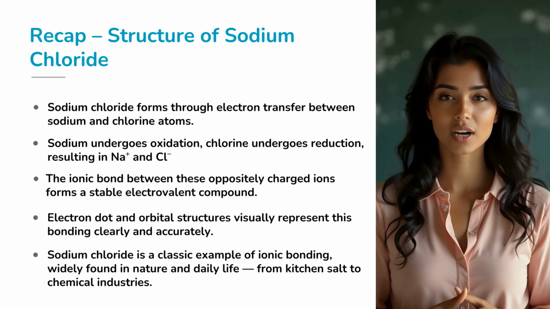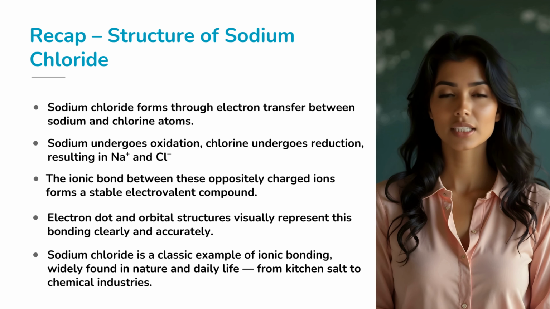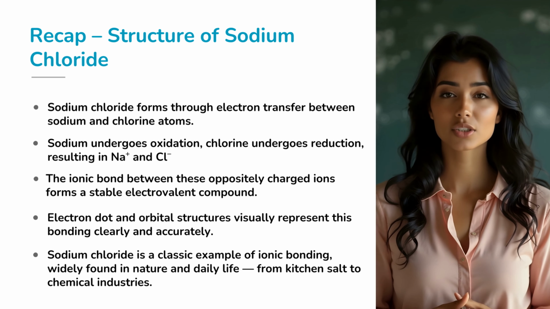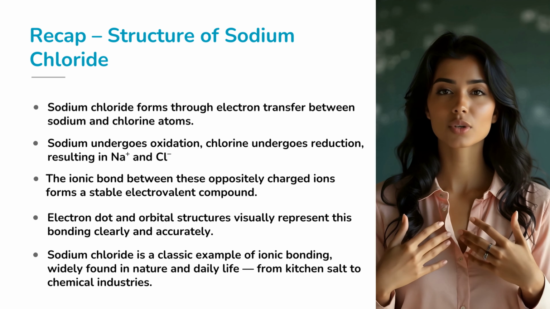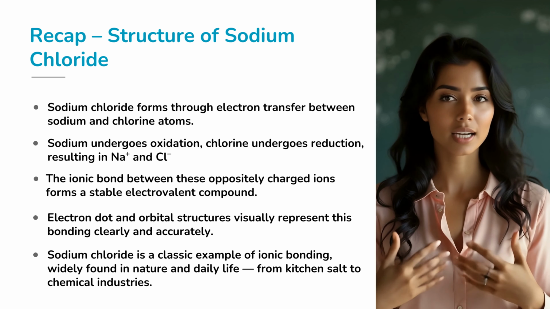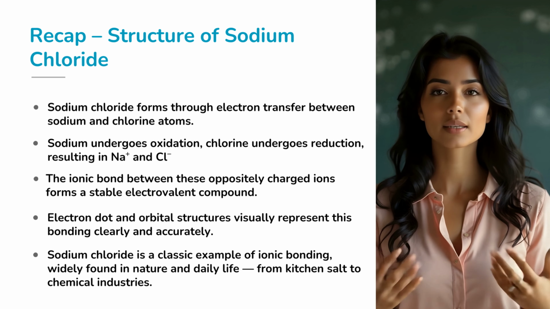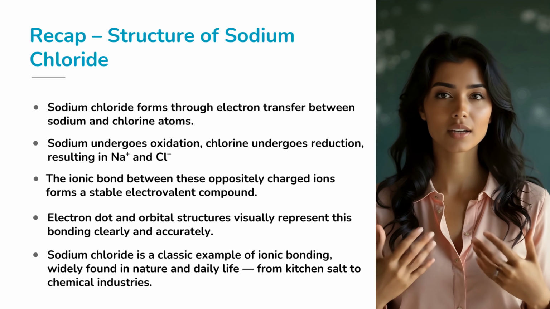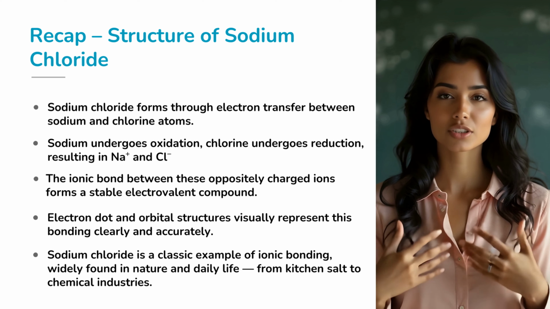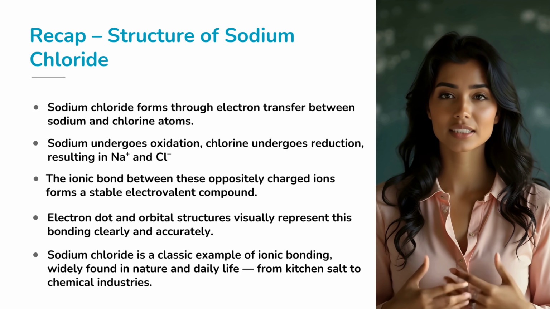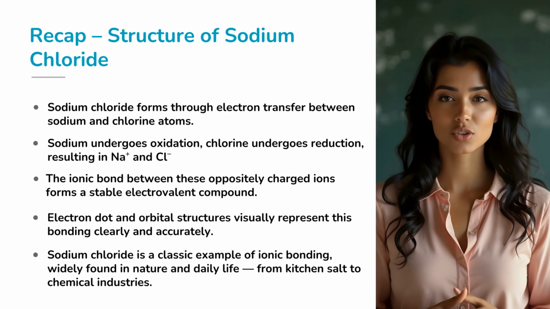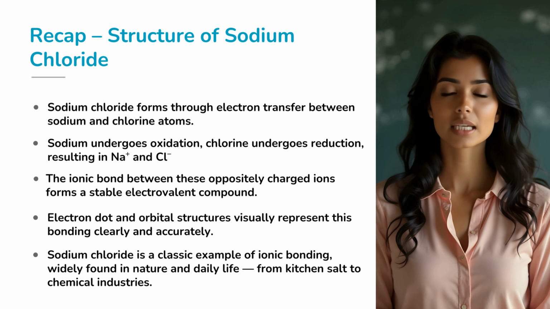This bond gives rise to sodium chloride, written as NaCl, a neutral, crystalline solid with a rigid structure. We visualize this using both dot structures and orbital representations, giving you a clear understanding of how ionic compounds like table salt are formed. I hope this session helped you see how something as ordinary as salt carries deep chemical insights.